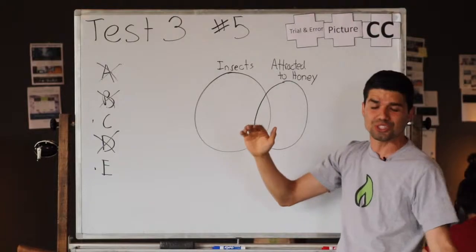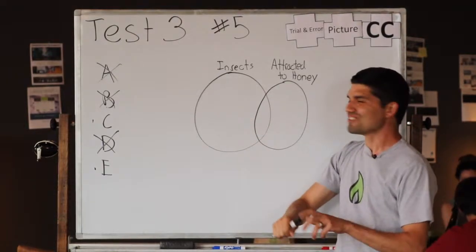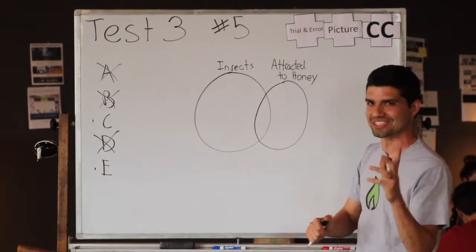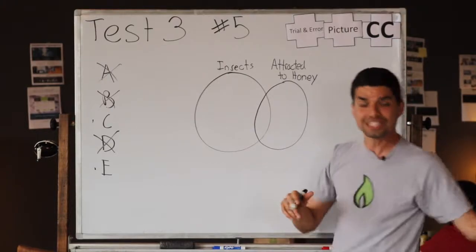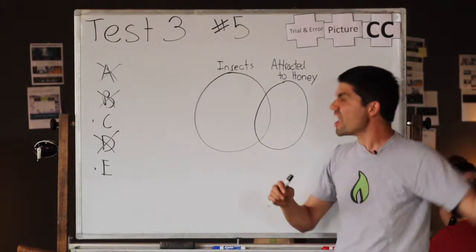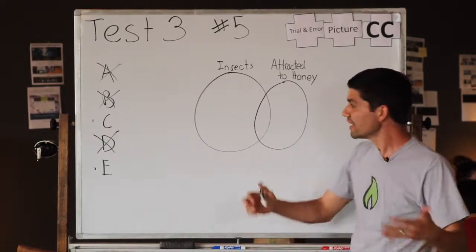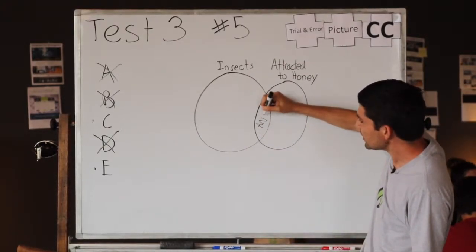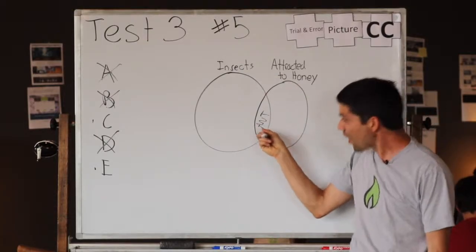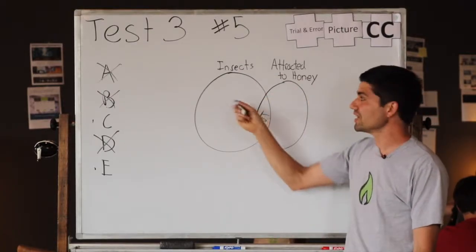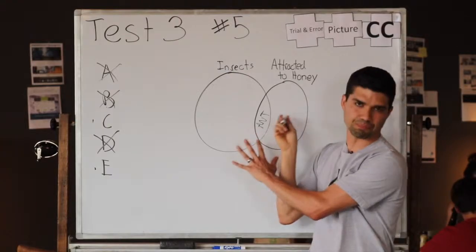And according to this, which is obviously not true because we know that ants aren't the only insects attracted to honey. But according to this statement, it says, if you're an insect and if you're attracted to honey, you must be a what? Exactly, you must be an ant. So all ants are attracted to honey and they're insects. So this is part of that Venn diagram.